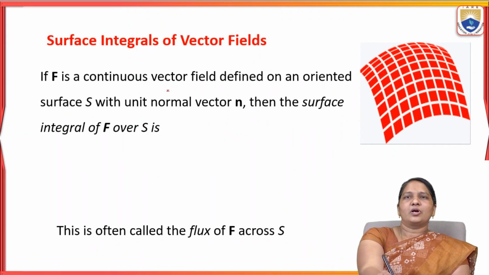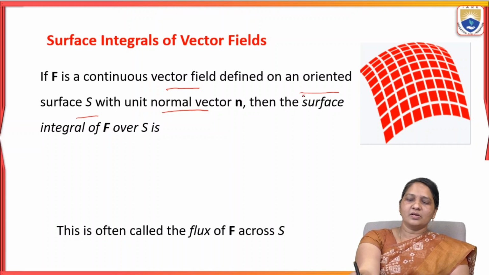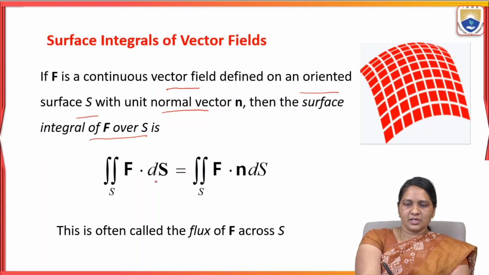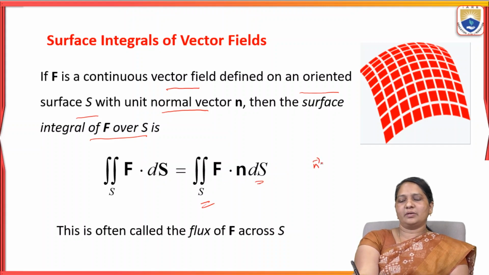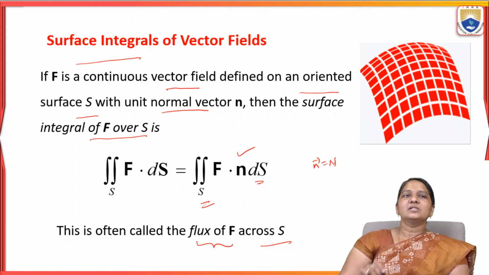F is a continuous vector field defined on an oriented surface S with unit normal vector N. Then the surface integral of F over S is the double integral over S of F dot dS, that is, the double integral over S of F bar dot n bar dS, where n bar is capital N. This is often called the flux of F across S. This is the surface integral of the vector field, and this is the formula we are going to use to evaluate the surface integral.